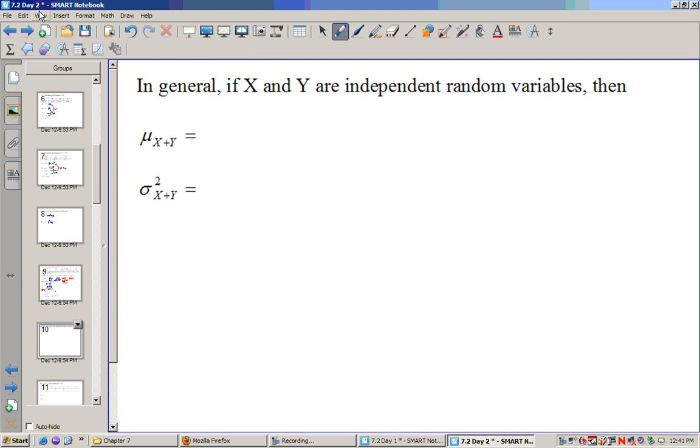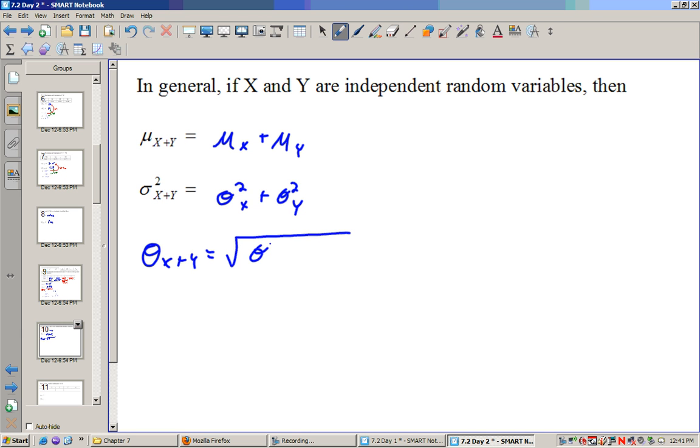All right, so in general, to find the means, I take the mean of x plus the mean of y. To get my variance, I take the variance of x plus the variance of y. Now to get my standard deviation of x plus y, I have to take the square root of the variances added together.